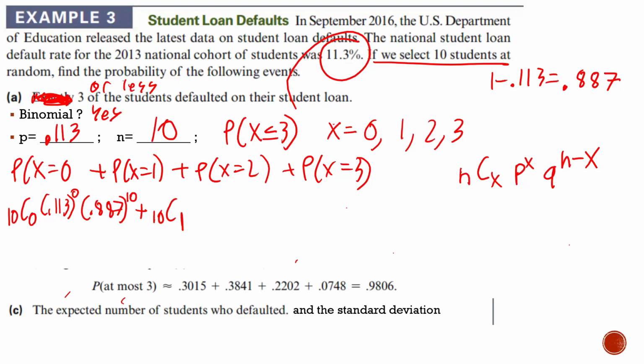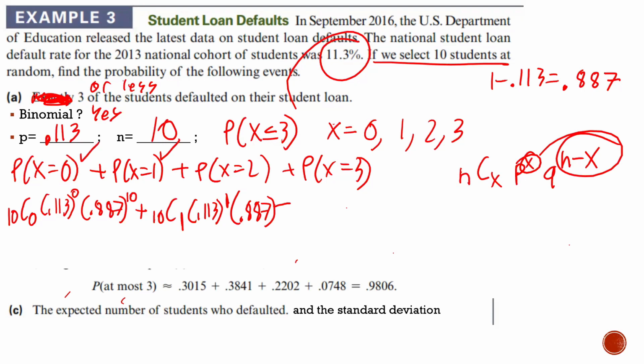10 choose 1. Now what's the new exponent of 11.3? Just look at the formula. It's x every time, so the new exponent is 1. We just handled x equal to 0, and now we're handling x equal to 1. So the other exponent is 9. Notice each of these sets of exponents should always add to 10.